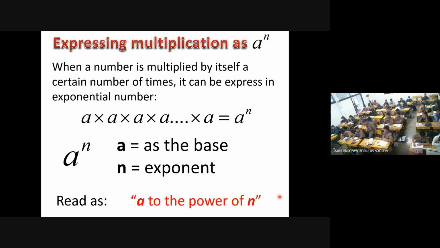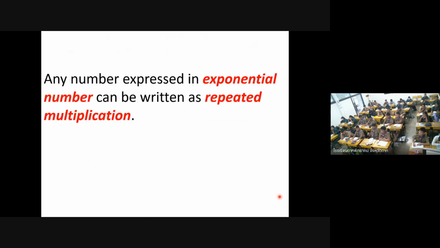So, an exponential number can always be expressed in repeated multiplication. Again, an exponential number can be expressed in repeated multiplication. Now, when we talk about repeat, repeat means to do it again. So we keep on multiplying. That is what repeated multiplication is.